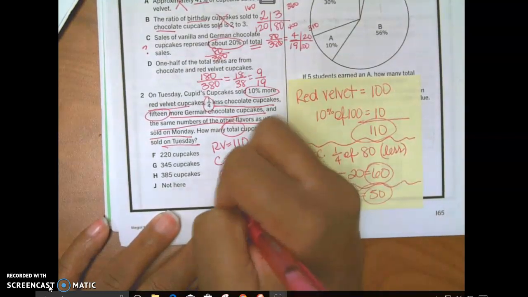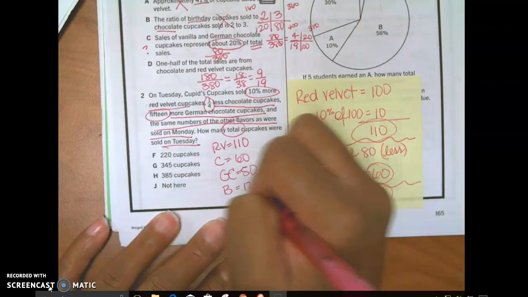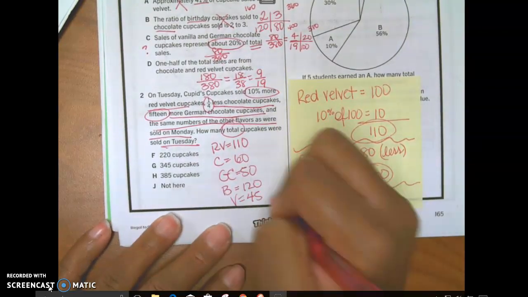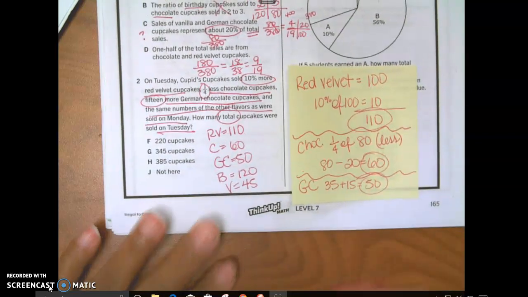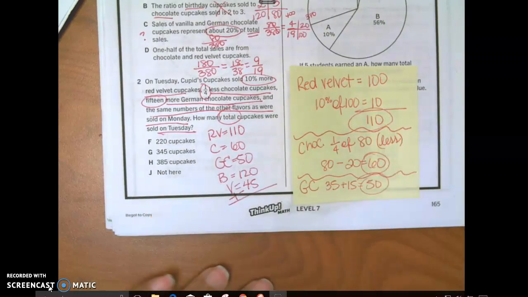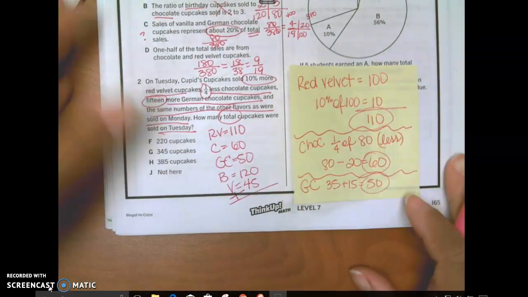Birthday is 120. And vanilla is 45. What do I need to do? All of these cupcakes now. Add them up. Write it down. Don't shout it out. So we can move on.